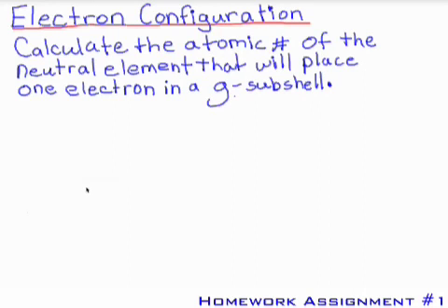The first homework problem assigned in the course was in the area of electron configuration. You were asked to calculate the atomic number of the neutral element that will place one electron in a g-subshell. The reasoning behind this question was so that you might better understand why we talk about the periodic table in terms of s, p, d, and f orbitals only. Why not in the case of the g-subshell? Why don't we mention the g-subshell?